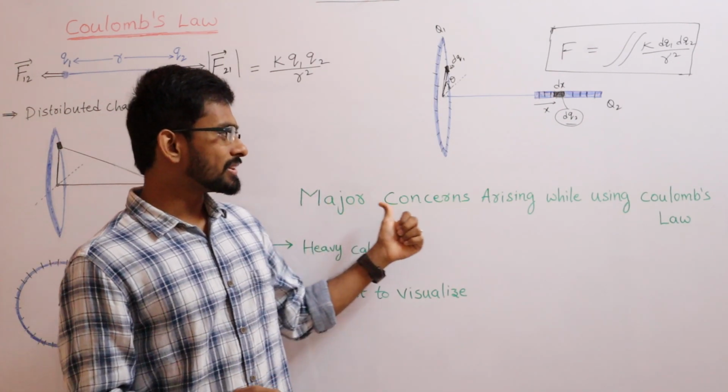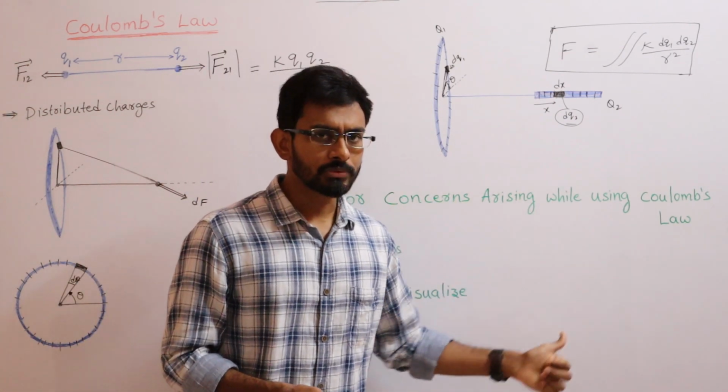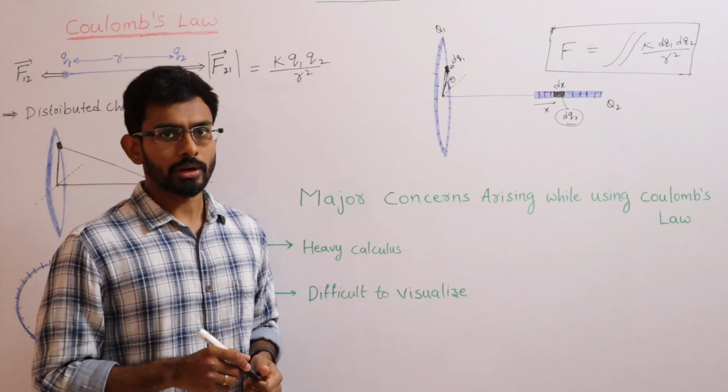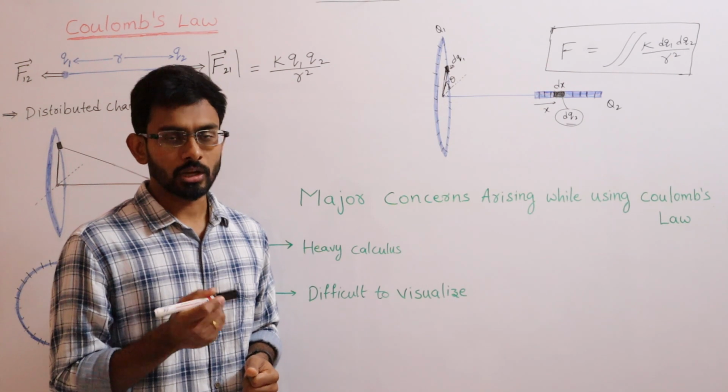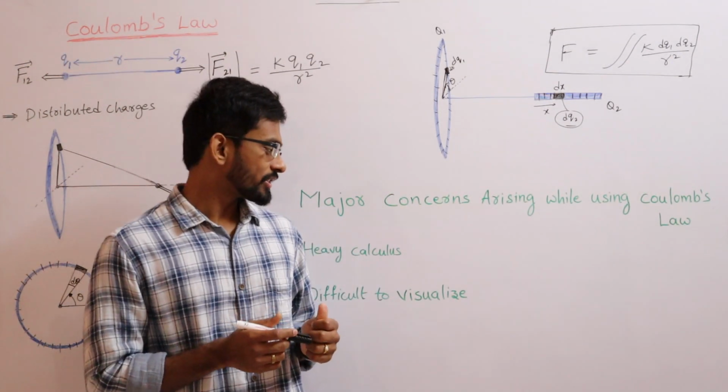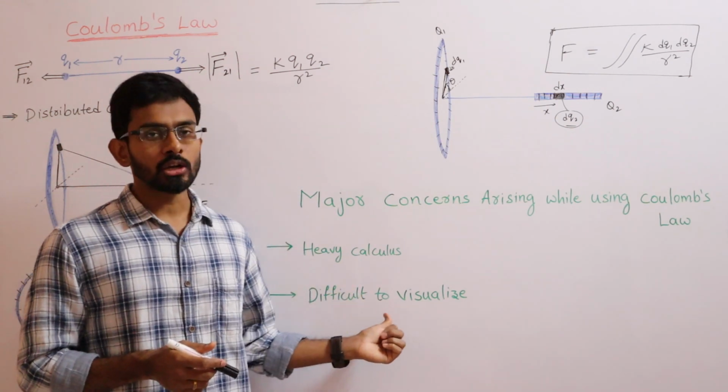So the major concerns arise while using Coulomb's law. The first one is usage of heavy calculus. So just now I told you, right, we have to integrate it twice. So it will make the process lengthy and also difficult. The next concern is it is very difficult to visualize.